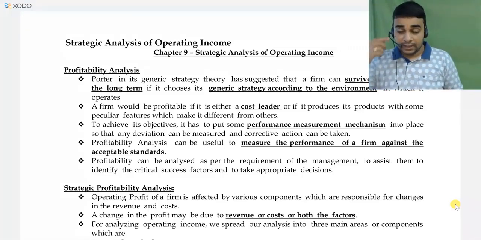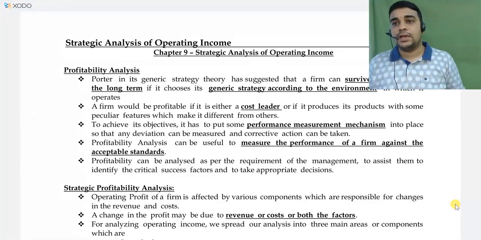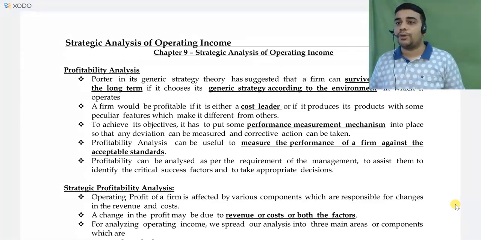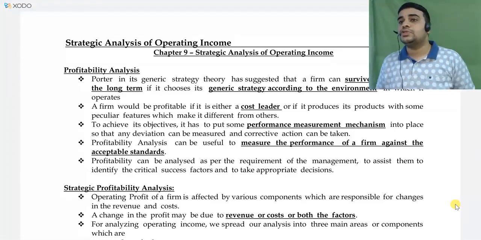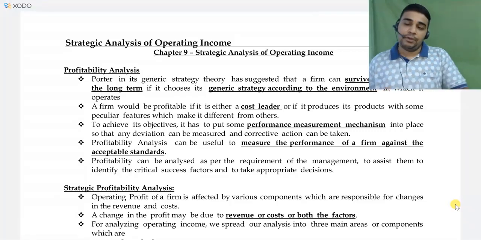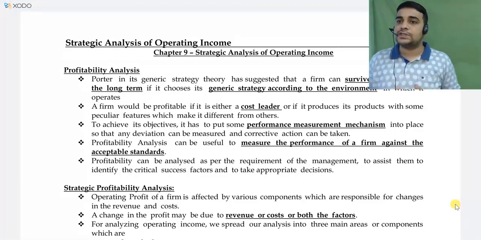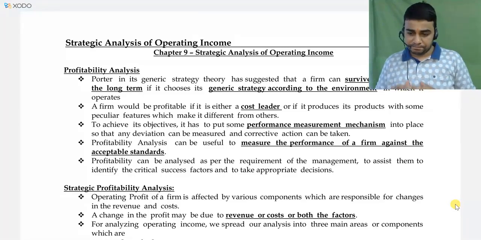conclusions out of it. The conclusions can be that I may want to introduce a new product. I may want to discontinue some product. I may want to discontinue some customers. I may want to expand with certain customers. I may want to expand in certain geographies. So here the focus is more on the analysis part.